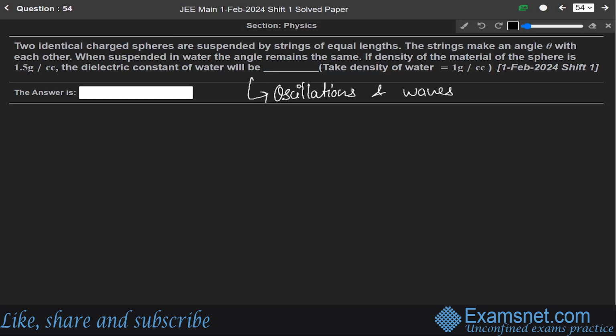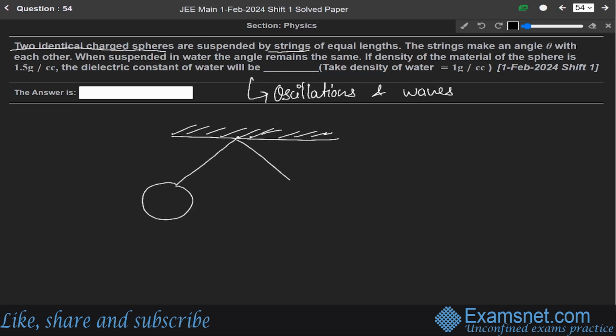We are given two identical charged spheres suspended by strings. Let us say these are two identical charged spheres, and the angle between them is given as theta. So this angle will be theta by 2 and this is also theta by 2. Now when suspended in water, at first they are in air. So let us first consider the case of air.